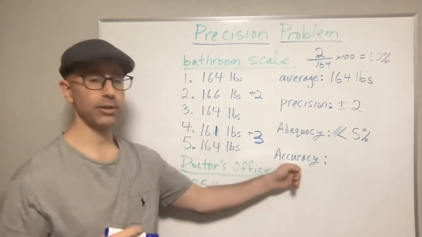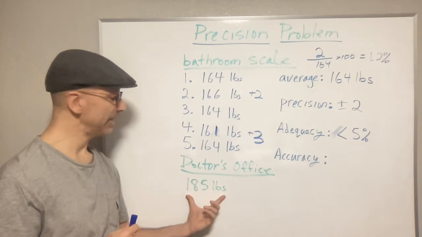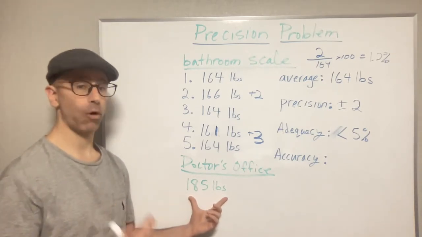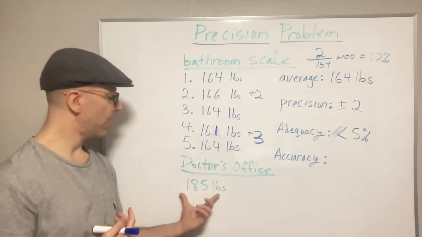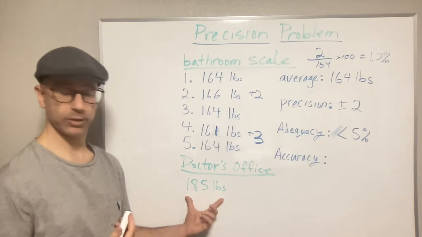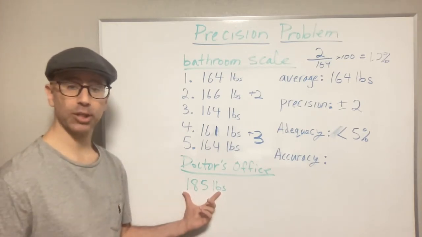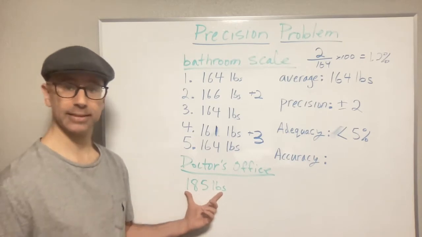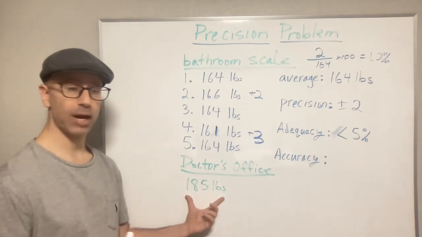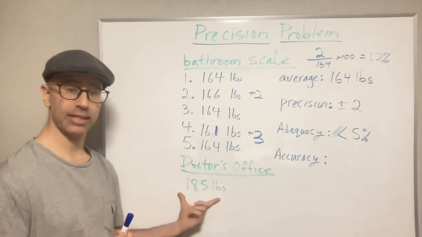Now, what about accuracy? We need to compare it to something. So here we have in the doctor's office a scale that is more precise, more accurate, better than the one we have in our bathroom scale, supposedly. And we step on that scale wearing all the same clothes that we did before. So everything's the same. And we weigh 185 pounds. And they want to know what's the accuracy of our scale compared to this scale.